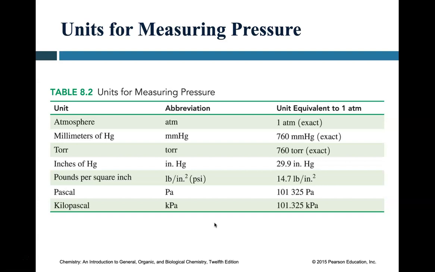The only reason I would include some of the imperial units, like pounds per square inch and inches mercury, is because as nurses, a lot of the time, I'm not a nurse myself, but when you're taking blood pressure measurements, it's reported in inches mercury.